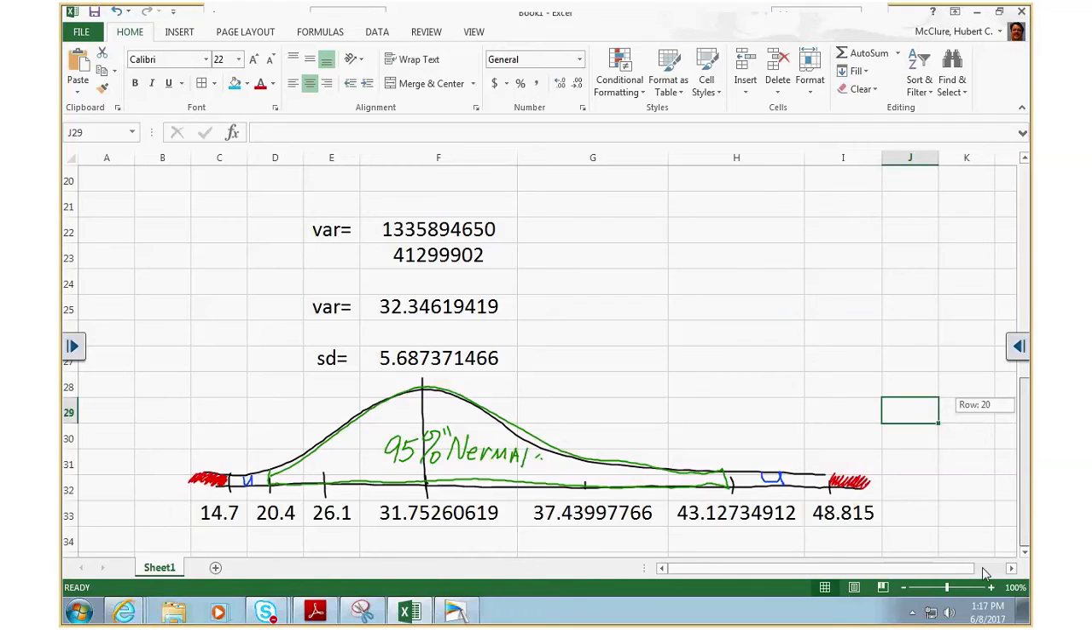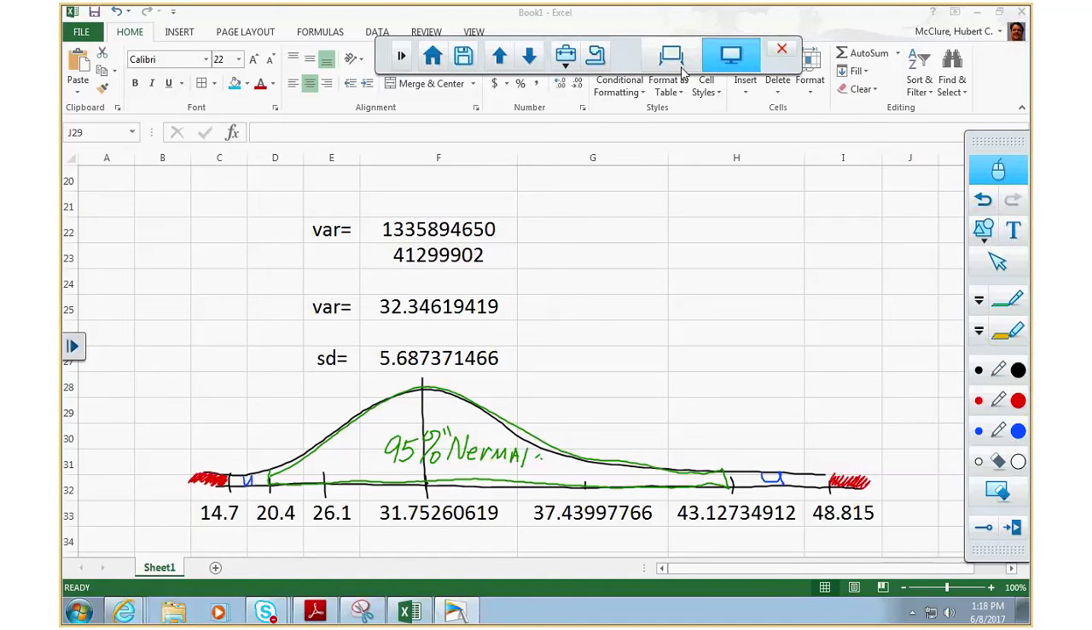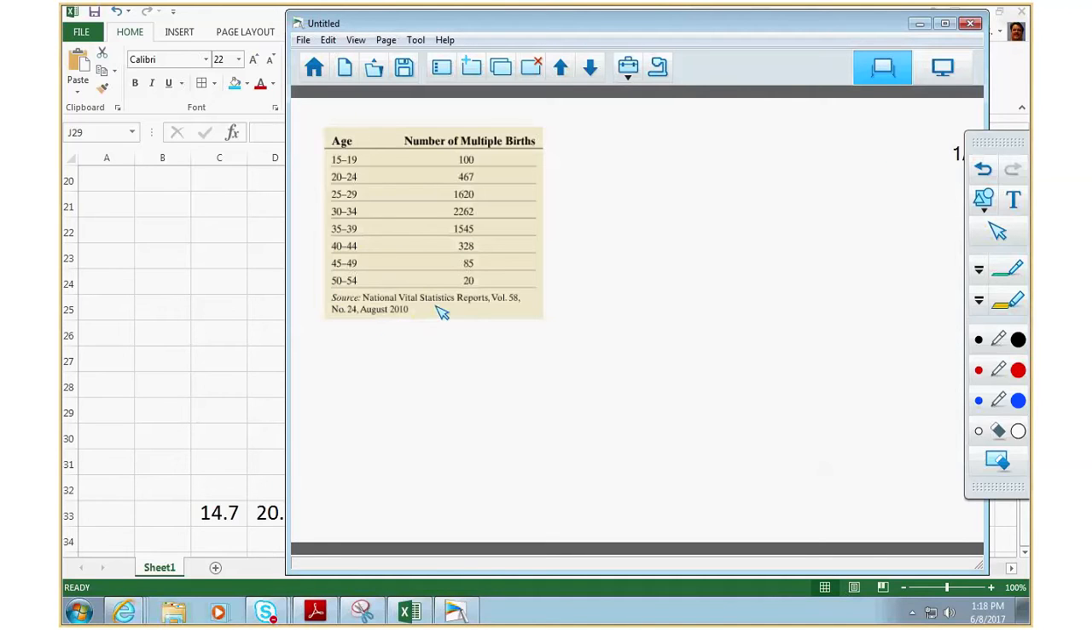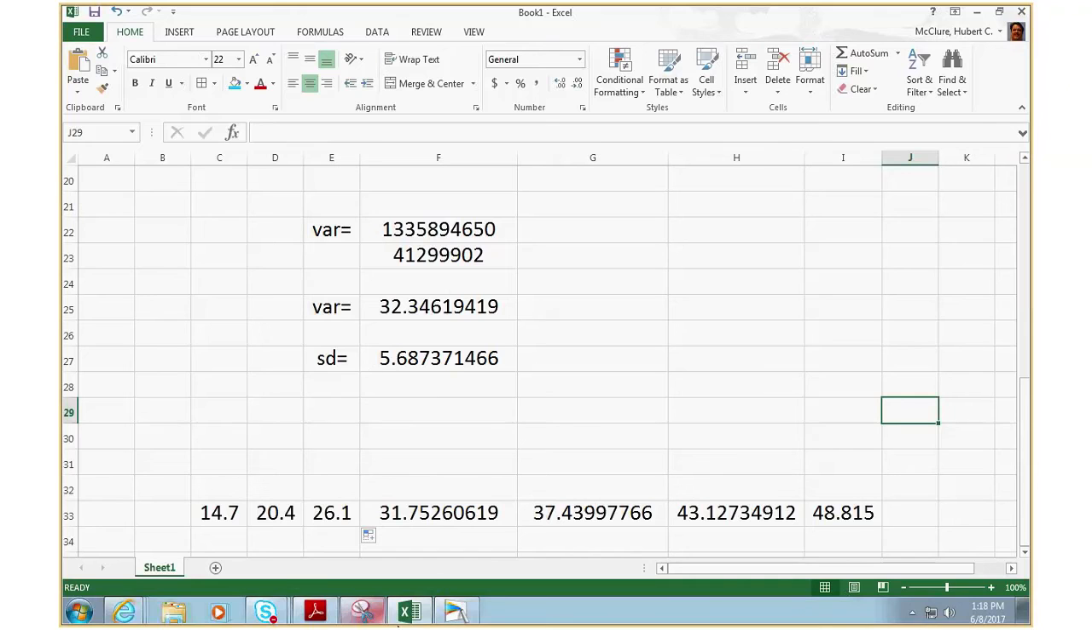Well, I lost it. No, it's on the whiteboard. Where's the whiteboard? Oh, I'm really not feeling it today, people. There it is. National Vital Statistics Reports. This could be anything in the world. I have no idea what it is. But whatever, what did that say up top?